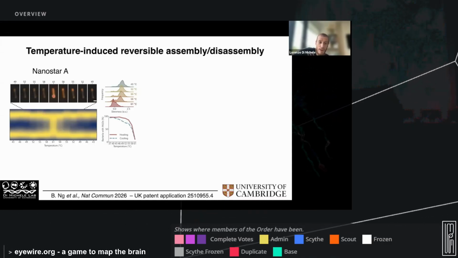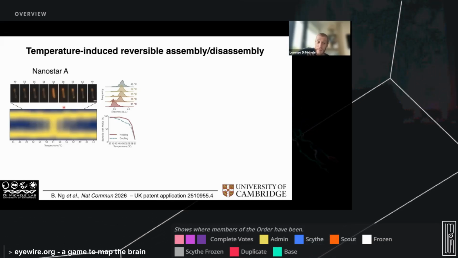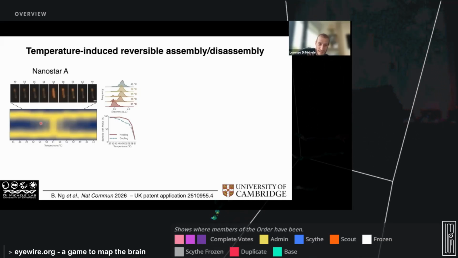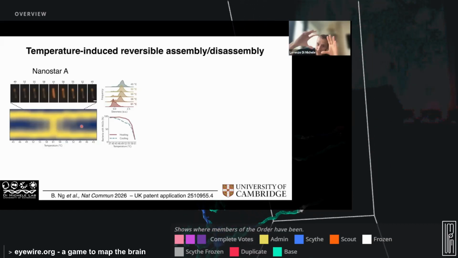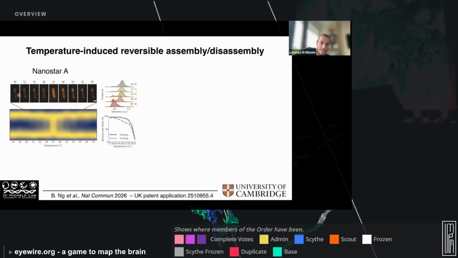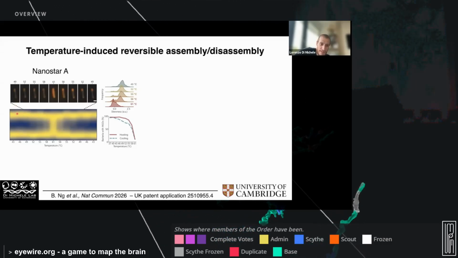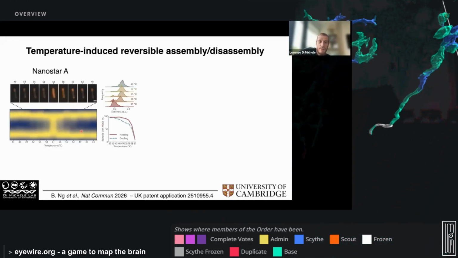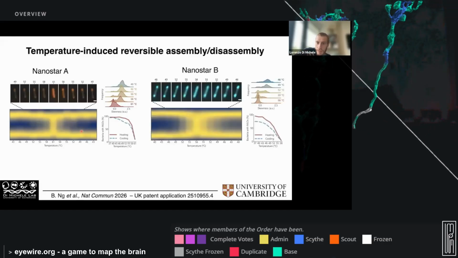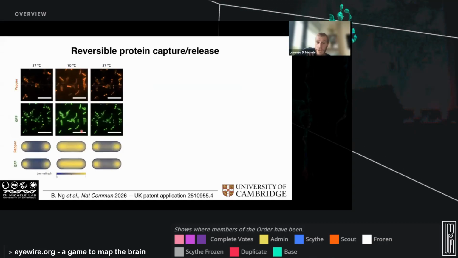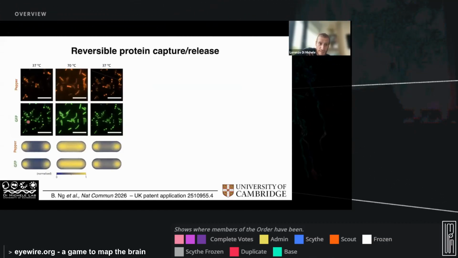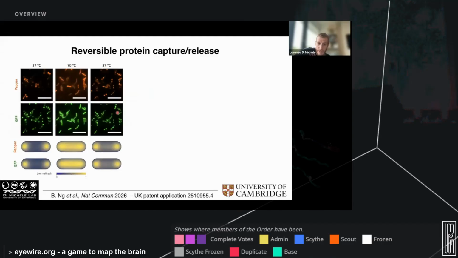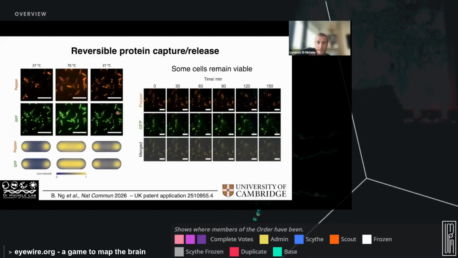You need to heat them up quite a lot, and the cells are not that happy if you heat them up to 60 degrees, but you can see in this sequence of images, as well as in this composition of all of the color maps showing the distribution of the condensates, that when you reach about 60 degrees, the fluorescence becomes diffused, indicating that you have melted the condensates. And if you cool back, they will reform. You can do the same with nanostar B. And you can show that when you do this and you have GFP captured within the condensates, the GFP will be released. And if you cool again, the GFP will be captured again.